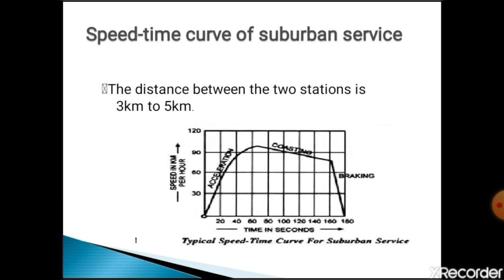Next, the speed time curve of suburban service. Here the distance between two stations is 3 kilometer to 5 kilometer, and it also consists of an acceleration period, coasting period and braking period. The distance between the two stations is longer because of the longer coasting period than the city service.